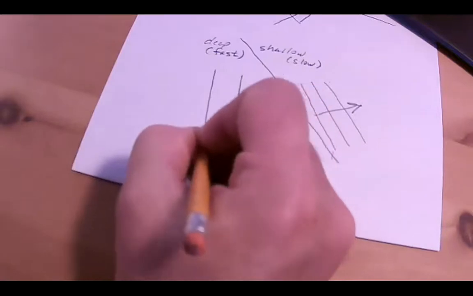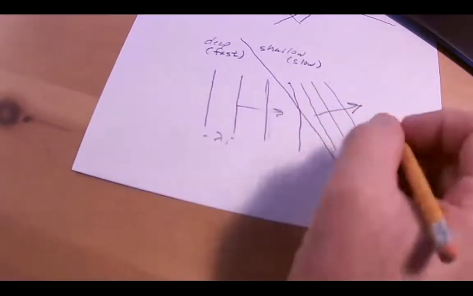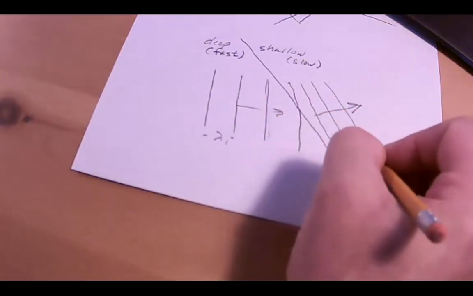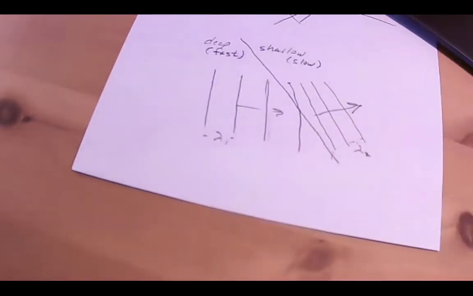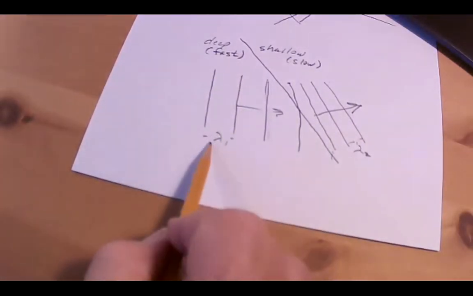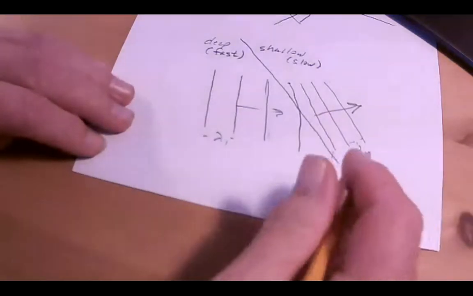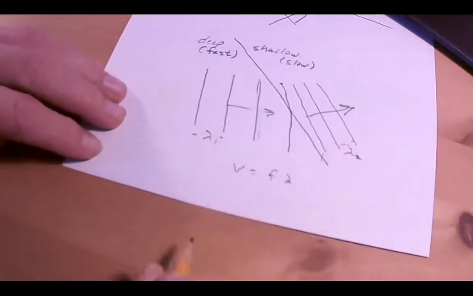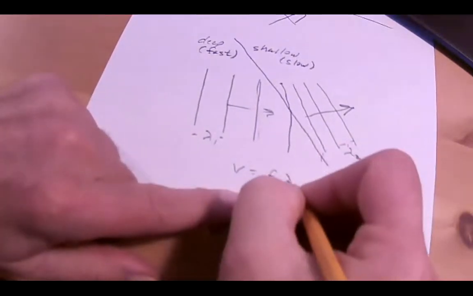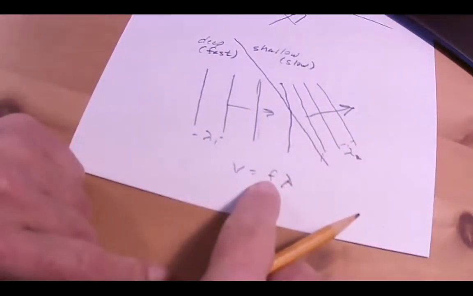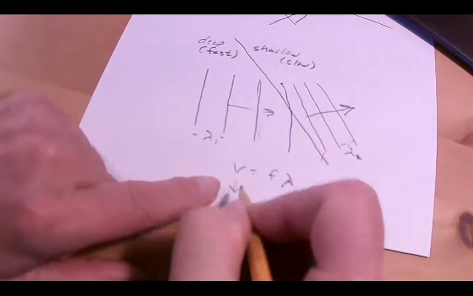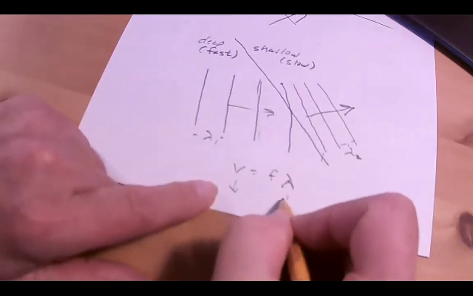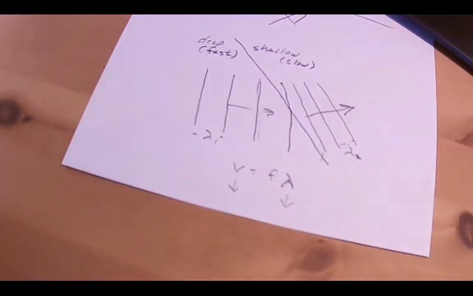And the wavelength here and the wavelength there are different, okay? Lambda 1 being larger than lambda 2. Once again, we can explain this by v equals f lambda. If the frequency stays the same, then a decrease in speed is going to cause a corresponding decrease in wavelength.